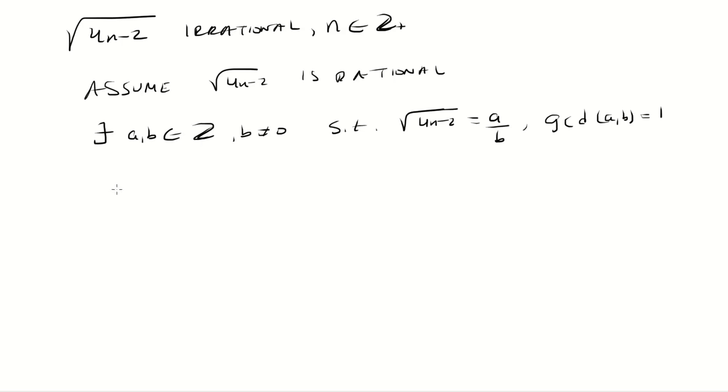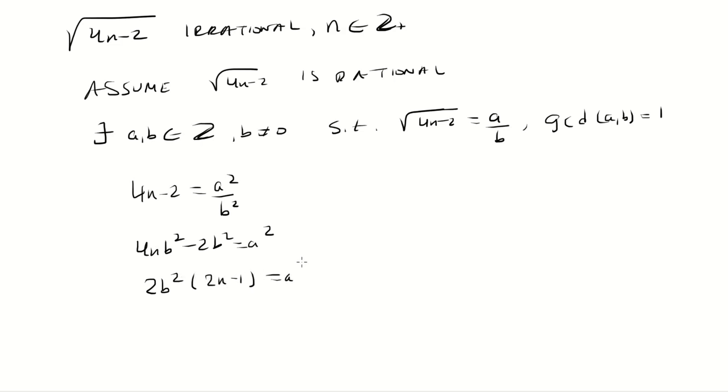Okay, now let's square both sides, and let's multiply both sides by b squared. Clearly, we can factor out a 2b squared from both of them. And what we see is that 2b squared is even, since we're multiplying by 2. 2n minus 1 is odd. And so even times an odd is an even. So this means that a squared is even, which means a also has to be even.